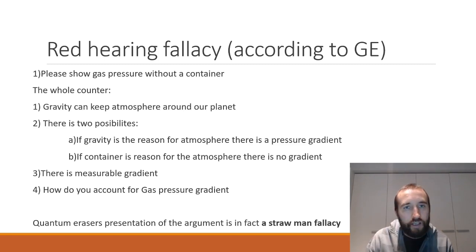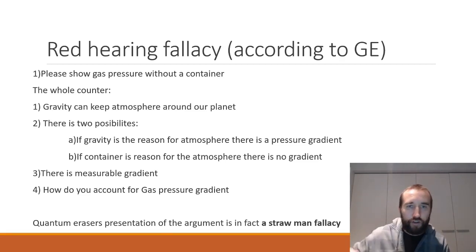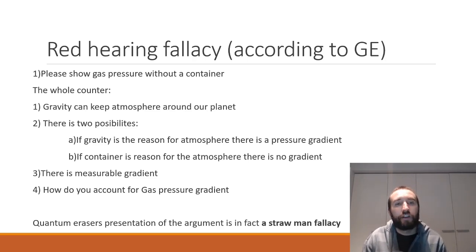And now here is the actual argument that Quantum Eraser was analyzing. First is the claim, "Please show gas pressure without a container," and 4 was his fallacy: "How do you account for gas pressure without a gradient?" And it may look like a red herring fallacy, but it's not, because the whole counter argument should have been all these 1 through 4.